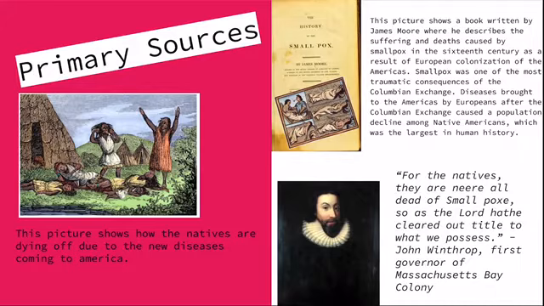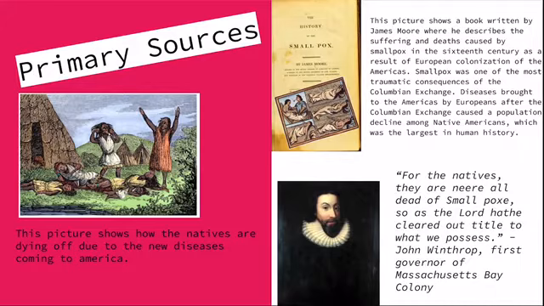At the top, you can see a picture that shows a book written by James Moore, where he describes the suffering and deaths caused by smallpox in the 16th century as a result of European colonization of the Americas. Smallpox was one of the most traumatic consequences of the Columbian exchange. Diseases brought to the Americas by Europeans after the Columbian exchange caused a population decline among Native Americans, which was the largest in human history.